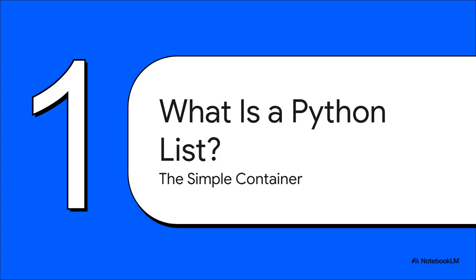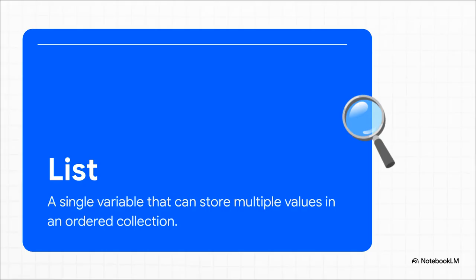The best way to think of it is like a container, right? Just a single box where you can keep all your related items neatly organized. So here's the big idea. A list lets you use one single variable to hold a whole bunch of different values. And what's really important is that those values are kept in a specific order.